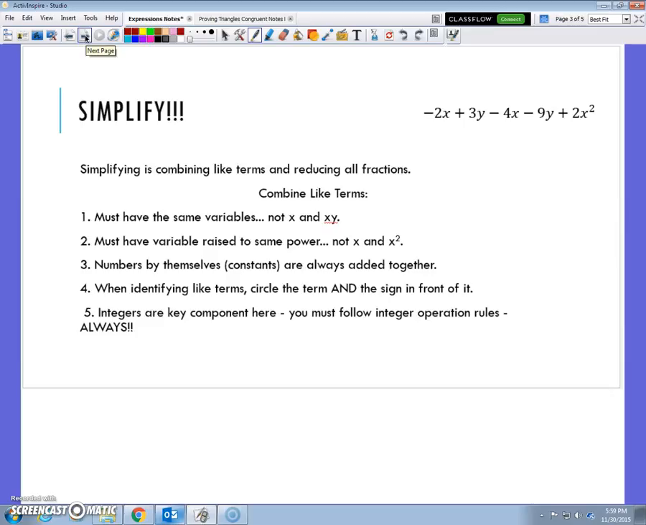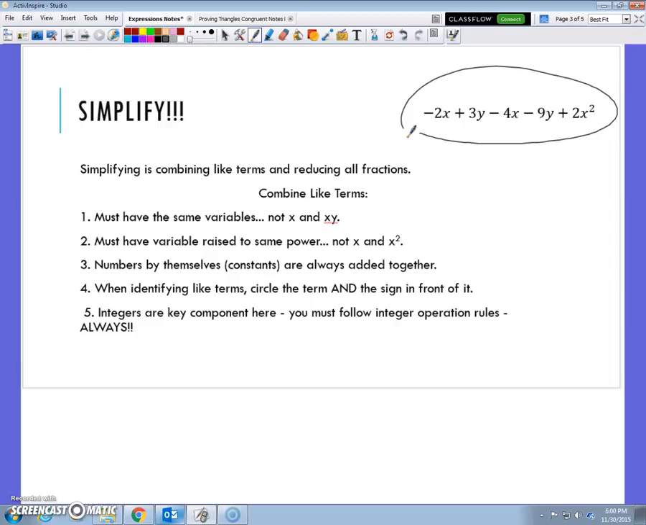So let's take a look here. I have this expression over here again. This is the guy I'm looking at. And what we're going to do is just simplify it. Okay. It's combining like terms and reducing all fractions. So they have to have the same variables. You can't put an x with an xy. All right. Those are 2 different things. They have to have the same exact variable parts.